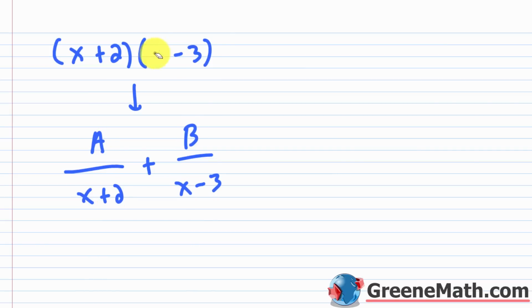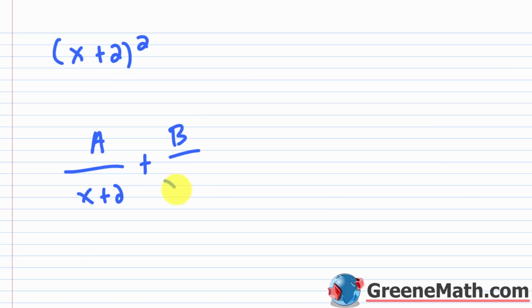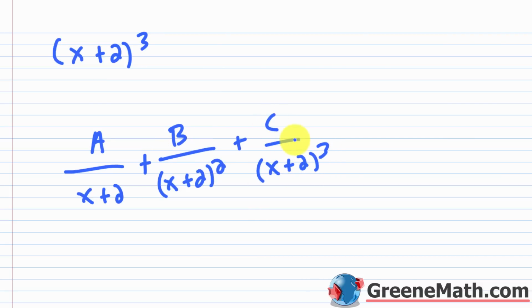That's how it works. If you had something like x plus 2, and this was a quantity squared, let's say, well, then you have to do A over x plus 2. So that's for the first power. Then plus B over x plus 2 quantity squared. If this was cubed, you'd have to keep going. So plus, let me actually make this a little bit longer, C over x plus 2 cubed.